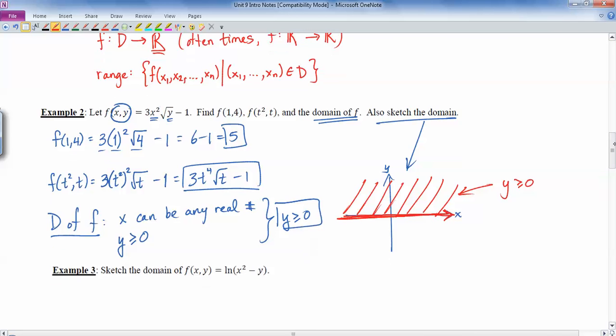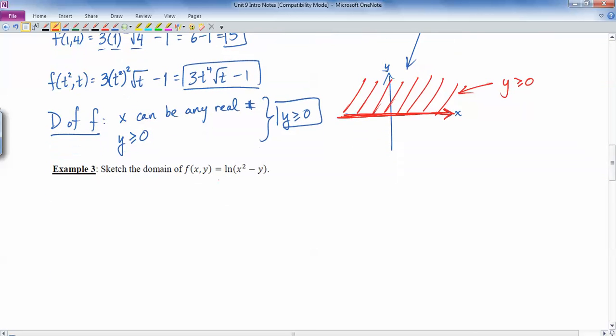So for another sketch the domain type of problem, let's look at this one because this one's a little weirder. The inputs for ln have to be positive. You can't plug in 0 or negatives into ln, because remember, ln just looks like that. So the inside of ln has to be positive. So x squared minus y has to be greater than 0. If we do a little rearranging, x squared has to be greater than y. Some people prefer seeing it this way, y has to be less than x squared.